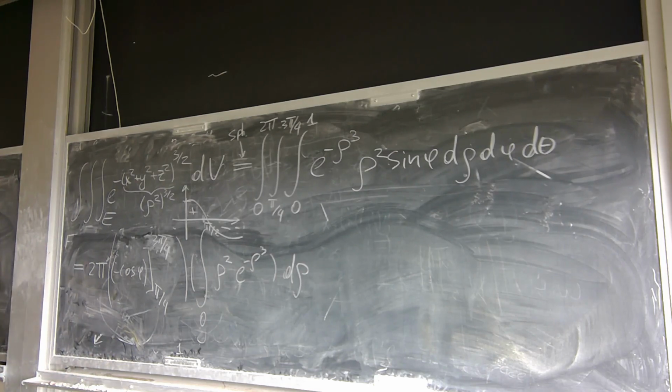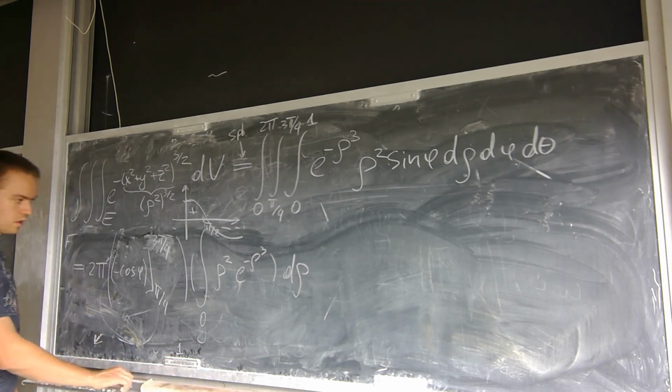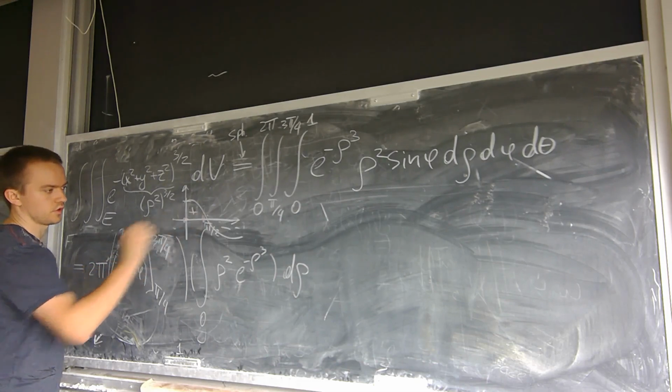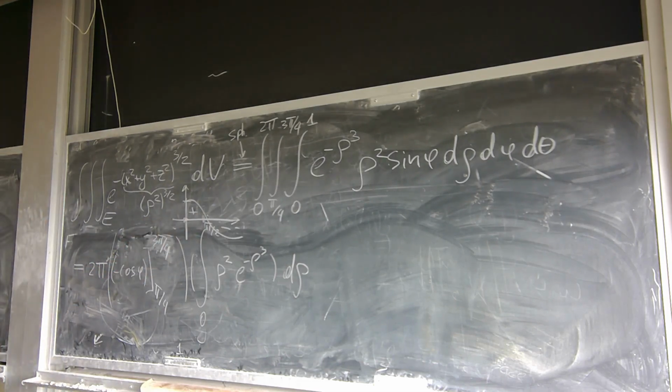Matt, we evaluated it, shouldn't it be 0? Because sine phi is symmetric, like an odd function about pi over 2. But you can count on symmetry only if your bounds of integration are symmetric about the origin, and here they are not. But the sine function is odd about pi over 2.